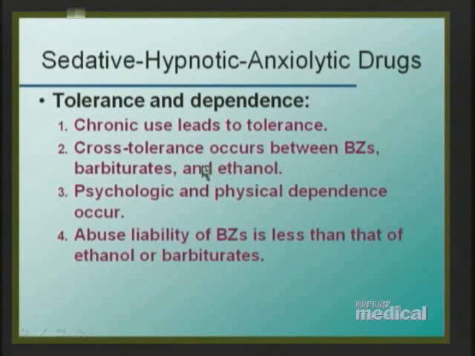The type of dependence that is seen is both psychologic and physical. Psychologic dependence is established when upon withdrawal craving occurs. Craving to benzos, barbiturates, and alcohol is very strong, pushing the patient to look for more drug. On the other hand, the physical dependence is established when upon withdrawal there are physical symptoms, in other words a syndrome that we call withdrawal. Although the abuse liability of benzos is less than that of ethanol and barbiturates, it is real.